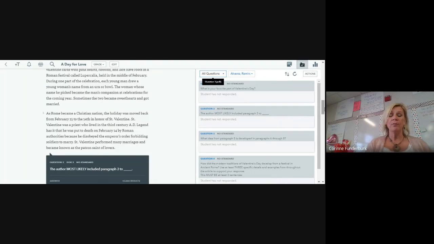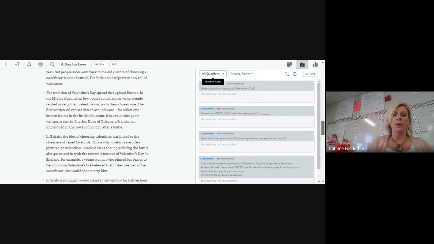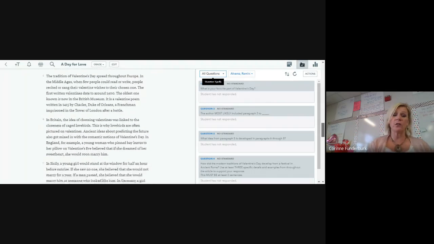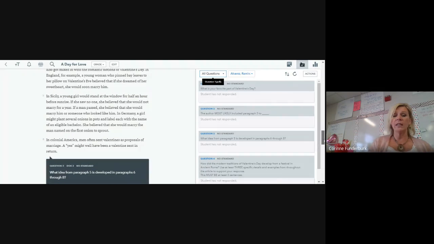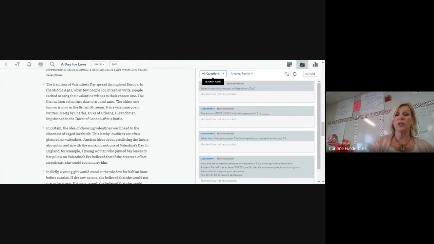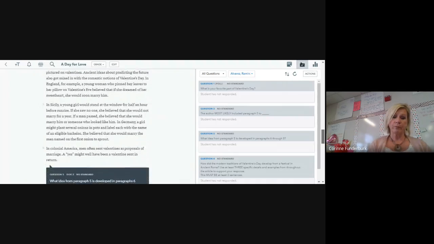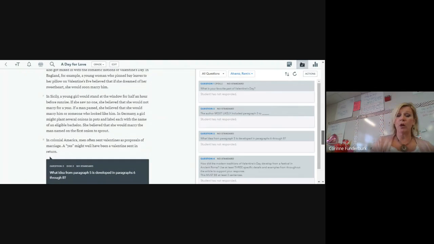Then you're going to read through. And it says then the tradition of Valentine's Day spreads through Europe, Italy, Britain, and it talks, and then it says what idea from paragraph 5, so you're going to have to go read through it again or listen to the story. Why, okay, what they talk about in paragraph 5, what idea from paragraph 5 is developed in paragraph 6 through 8, okay? So you're going to have to answer that, and that's the multiple choices too.